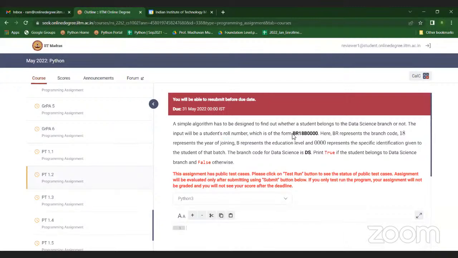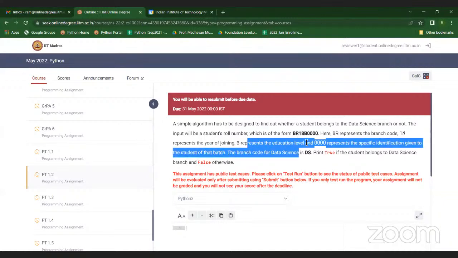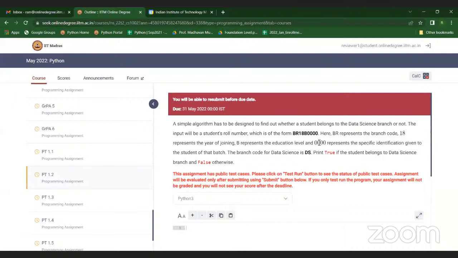Okay. So the roll number is of this format: BR18B0000. Where BR represents the branch code, 18 represents the year of joining, and B represents the education level, and 0000 represents a specific identification number, or the roll number, that was given to the student. And the branch code for data science is DS. So basically this is how the roll number will be, and in the BR, the branch code for data science is DS.